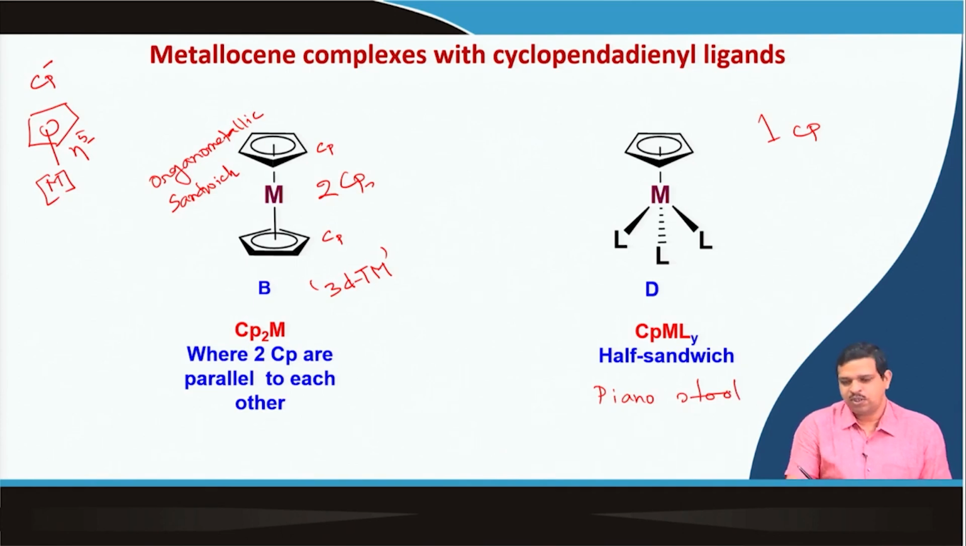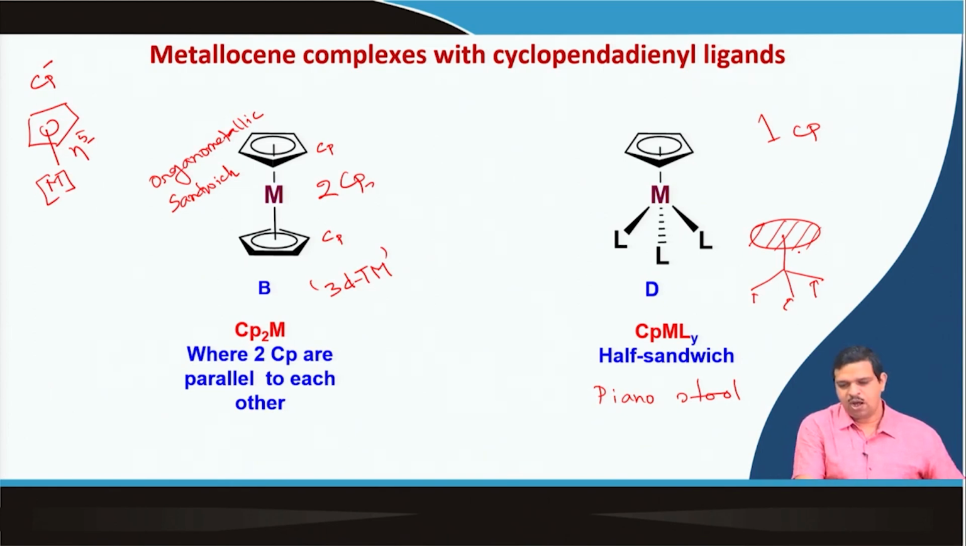Why is it called that? Just try to imagine. It looks like this, and this is the leg of the piano stool. So this would be like a leg. So it is sometimes lovingly called a piano stool metallocene complex. So you see the different structural variation here.